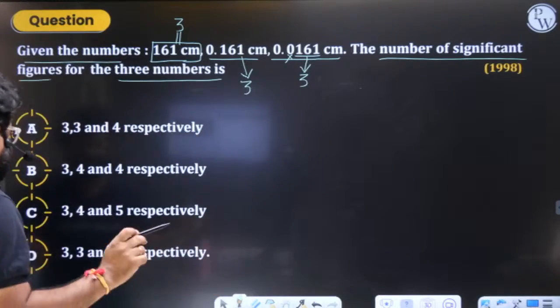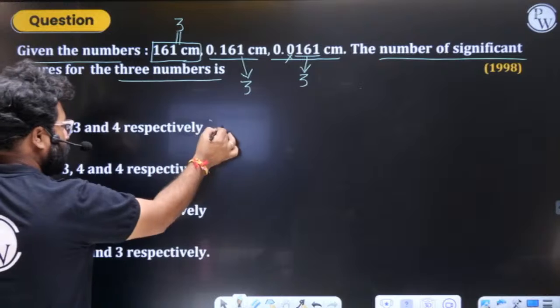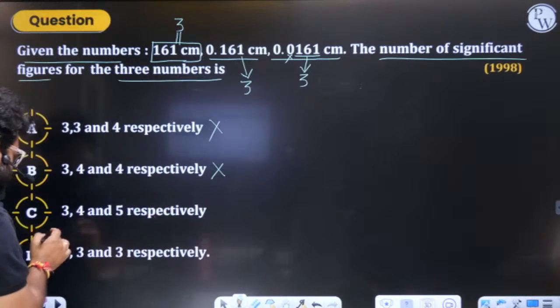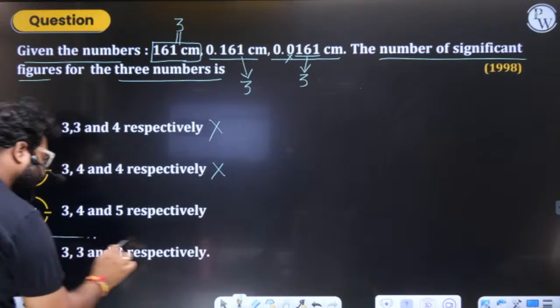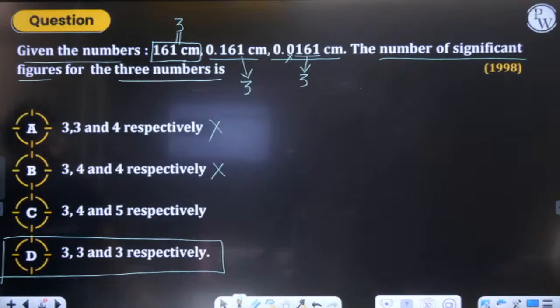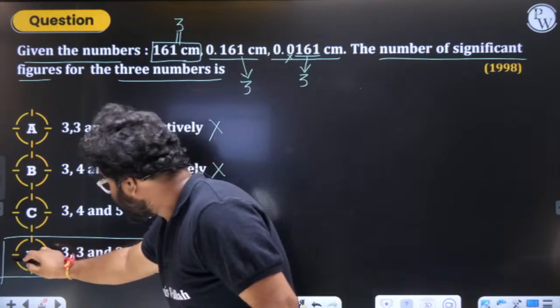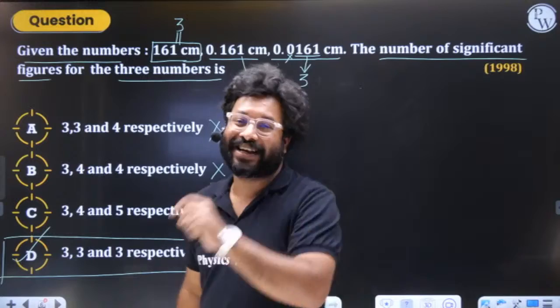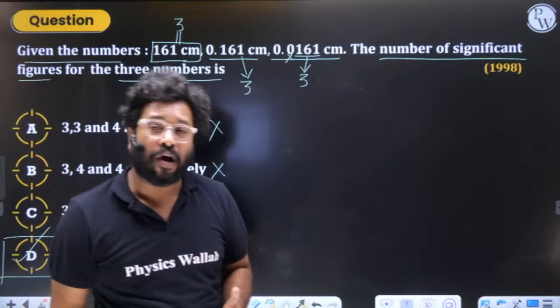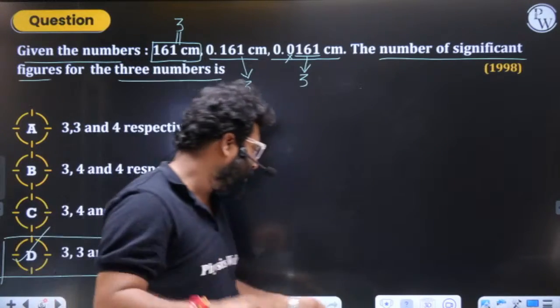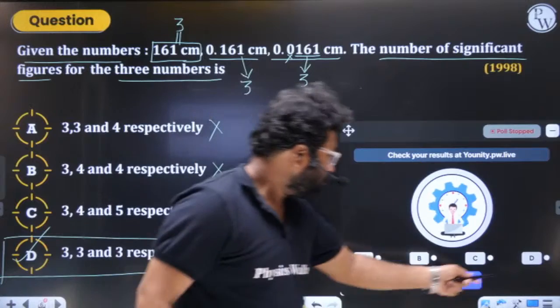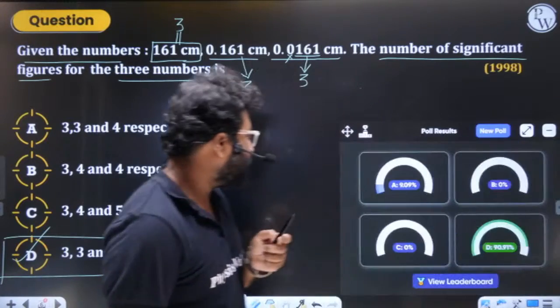So which option comes out to be correct? This is wrong. This is also wrong. Yeah, 3, 3, 3. All the 3 numbers have 3 significant figures, and that is why Option D is the correct answer here. Now let's check out how many of you have answered it correctly. Option D is the correct answer.